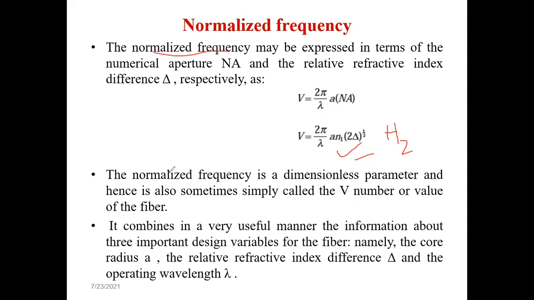Remember, normalized frequency is a dimensionless parameter. It does not have any unit. Normalized frequency is also called the V number. So what is the V number of the fiber? It's a number. Basically, normalized frequency is a number.